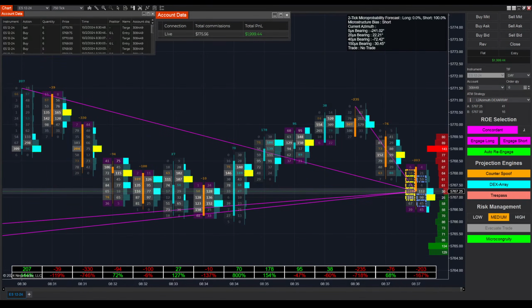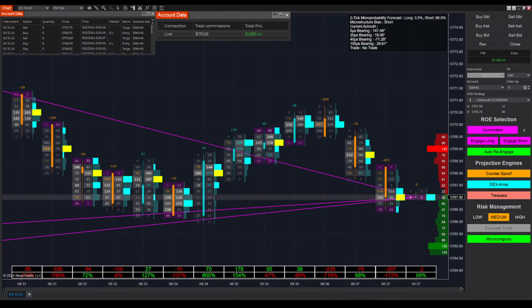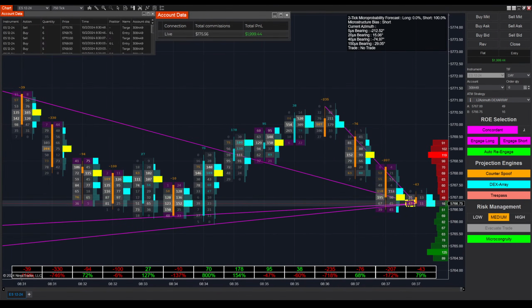Hey there, Boomtown. Your question was, do you know whether using a prop firm through NinjaTrader negates the benefits of using Sierra Link? Absolutely not. It does not negate the benefits of using Sierra Link.